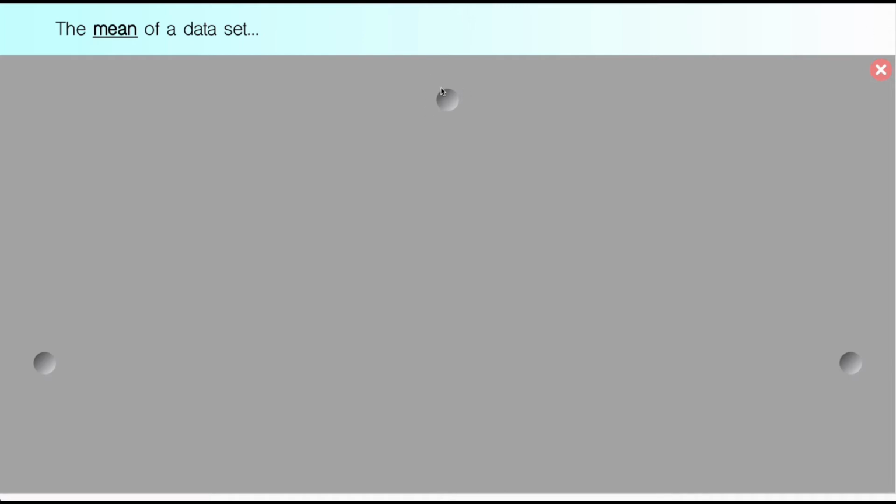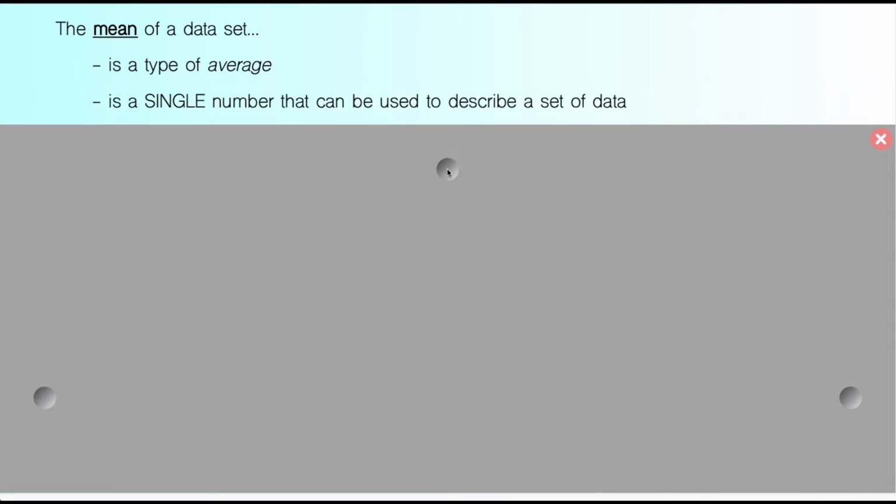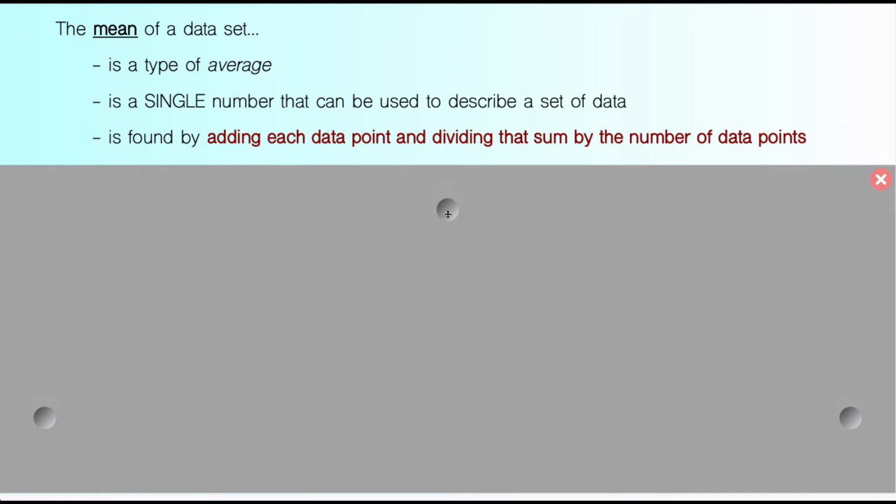Mean, what is it? If you're a note taker or want something that looks like notes, here you go. The mean of a data set, number one, is a type of average. A lot of people say mean is average. There are a lot of different types of averages, and the mean is a way to average your data. Number two, the mean is one single number, like I just said, that can be used to describe an entire set of data. And lastly, how do you find the mean?